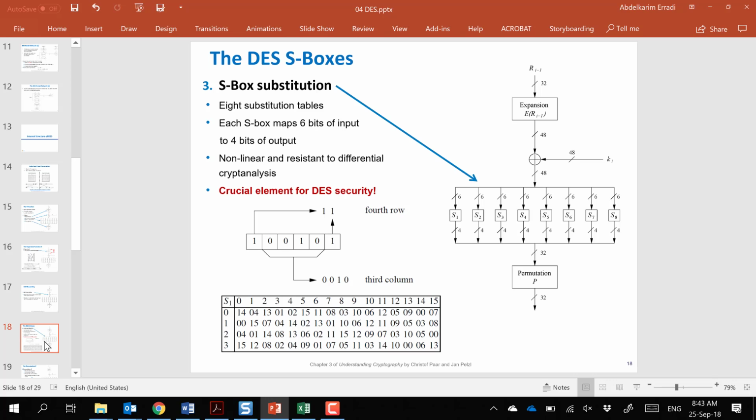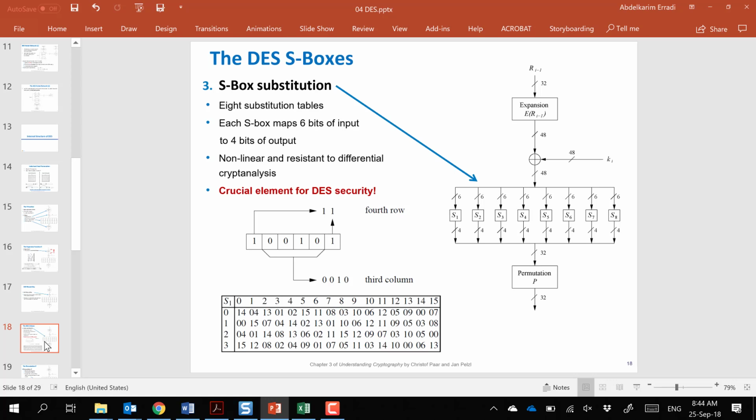Basically, the value here is 08. Is it clear? So I keep doing this for all these guys, using these S box tables. Now, of course, you need to memorize all of these boxes.